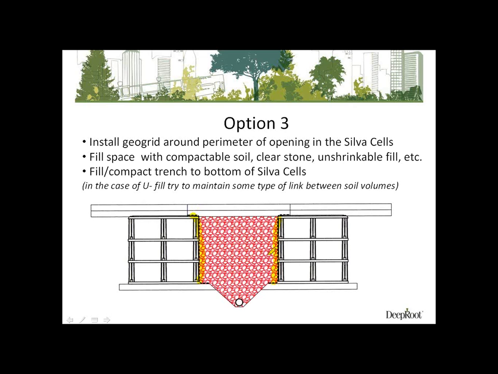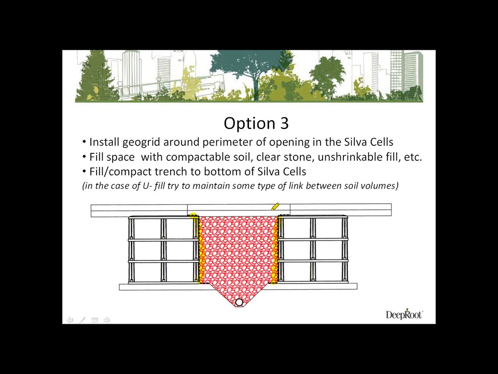And then you could use U-fill or unshrinkable fill. It's just in those cases, when you're using unshrinkable fill, remember the roots are not going to move through the unshrinkable fill itself. So that's good if it's, say, in the middle of the Silva Cell area, or there's some way that you can still allow for root access back and forth. But if it's a small area, you're just affecting a couple of cells, and it's in a large run of Silva Cells, it's not the end of the world.